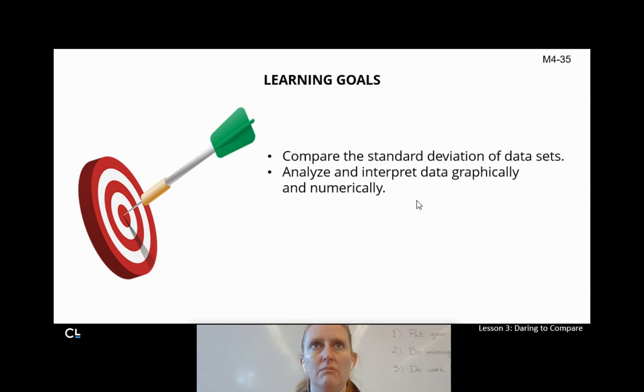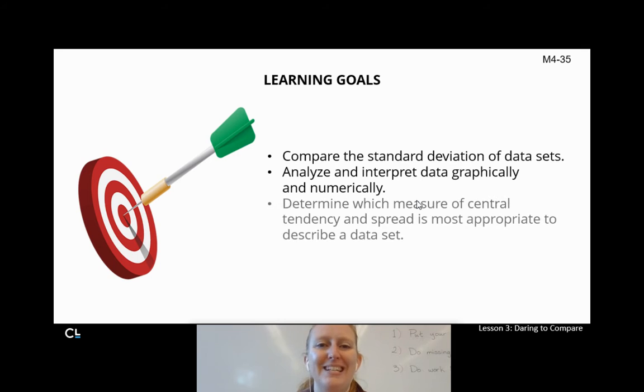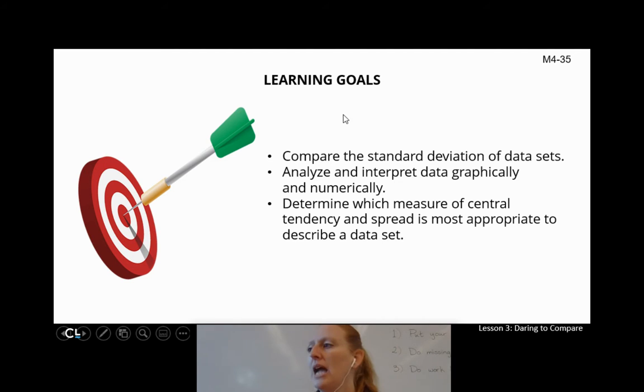What does it mean? We're going to determine which measure of central tendency and spread is the most appropriate to use. Is it better to use the mean or the median? We've talked about that before. If we're using the mean, we should be using the standard deviation for our spread. If we're using the median, we should be using our interquartile range for our spread. So, just when should we be using what?